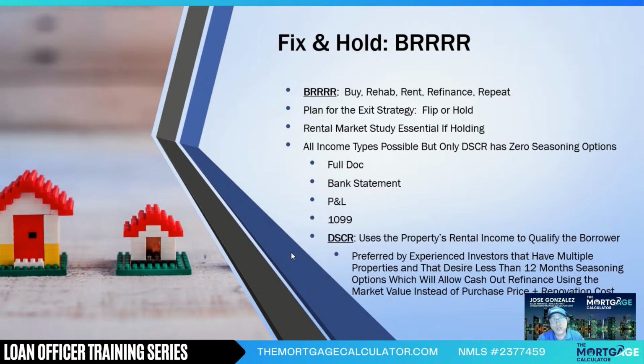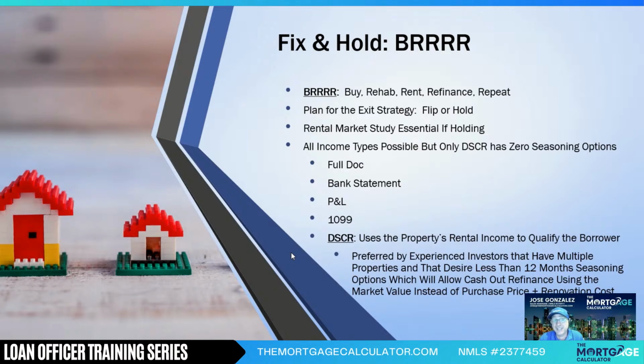Or, like I was mentioning, you can use the DSCR loan, which is going to use the property's rental income to qualify the borrower. The DSCR is the preferred loan type for the experienced investors that have multiple properties, because we know how complicated it can get. They have multiple properties, especially if rehab is going on, with a lot of expenses and write-offs. The tax returns are not going to look good, right? But the cash flow on the properties is going to be great. So that's a component that makes the DSCR a better option, and then there's the seasoning option.